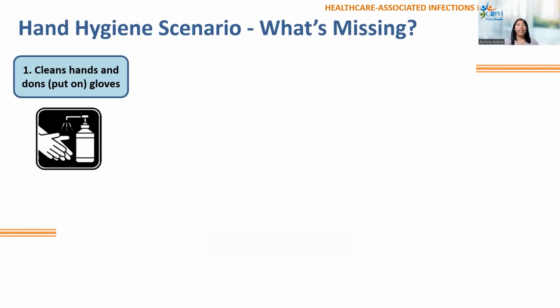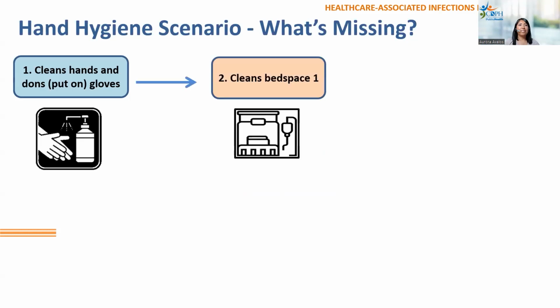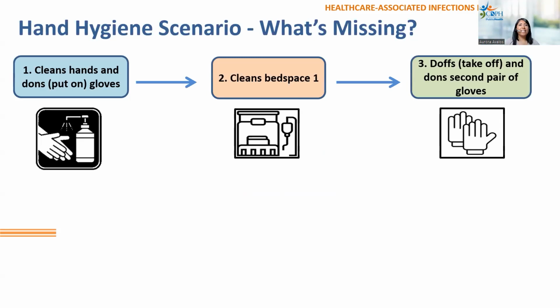Now that we know why hand hygiene is so important and when to perform it, let's look at this scenario and see where EVS staff could have prevented the spread of germs in a resident room. First, the EVS staff performs hand hygiene, enters the resident's room to clean, and then puts on gloves. They clean bed space number 1. After cleaning bed space 1, the EVS staff removes their gloves and puts on a second pair of clean gloves.